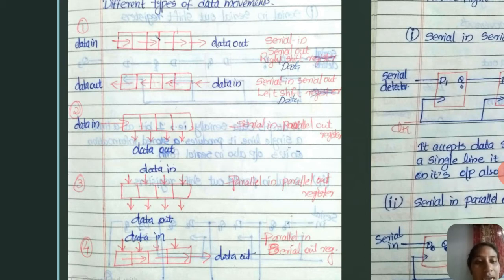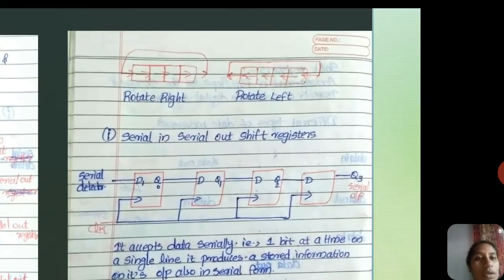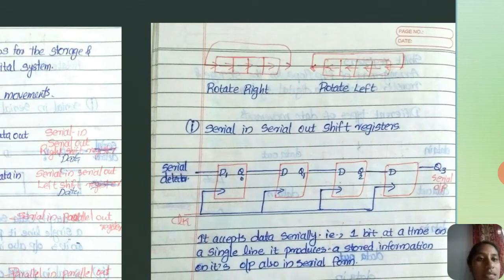Okay, parallel data in and serial data out movement. Then considering the rotation case, that is data is being rotated from the last to first flip-flop. So you can see the rotation direction is right. So this is a rotate right data movement. If the rotation direction is towards left, then you can name it as rotate left movement.